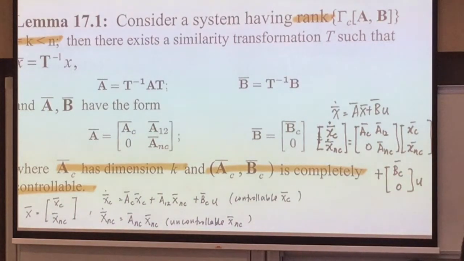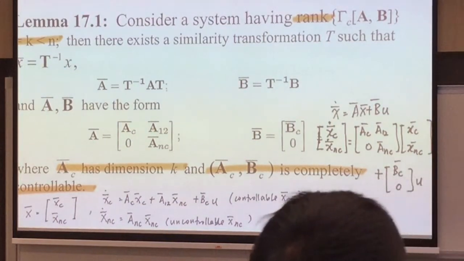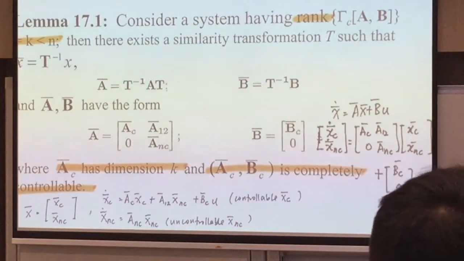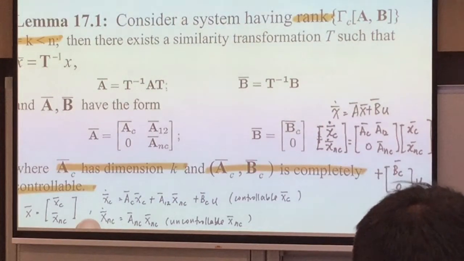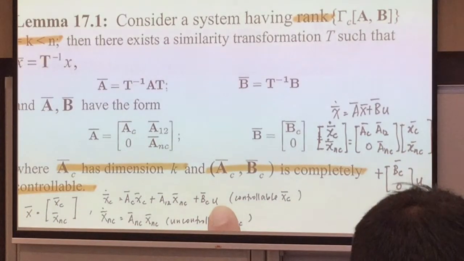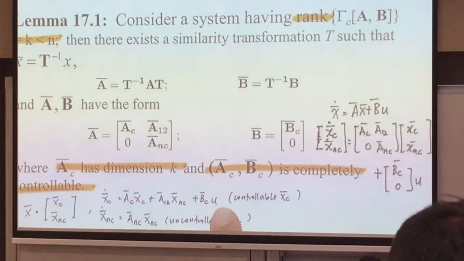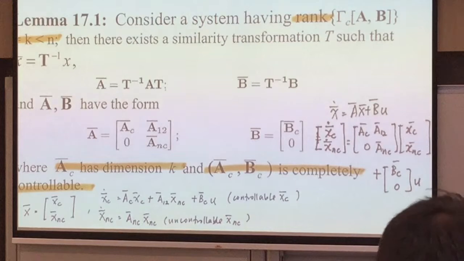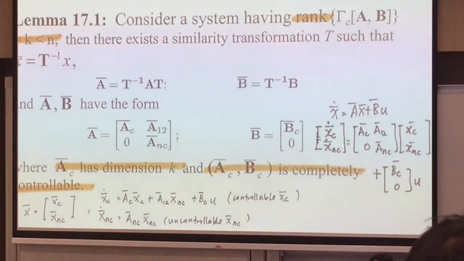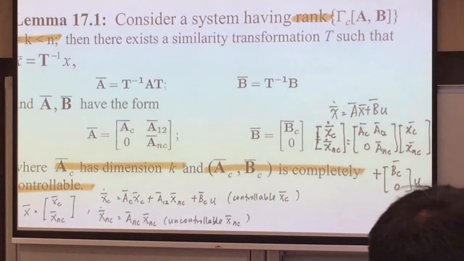You know that the controllable XC bar has dynamics of XC bar dot defined by an input U. So you can control how XC bar will behave through an input U. Whereas for the uncontrollable XNC bar, there's no input, meaning you cannot control the states with any inputs.